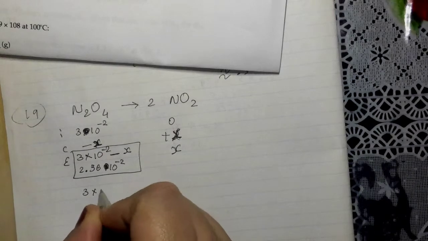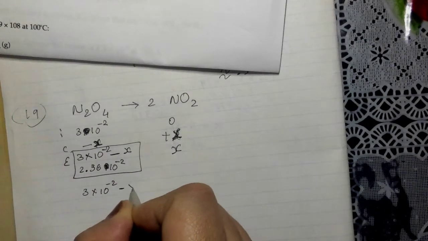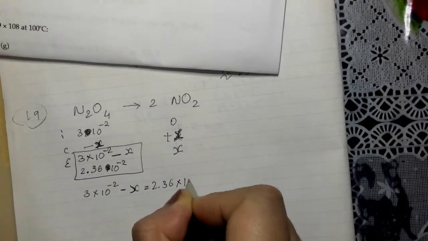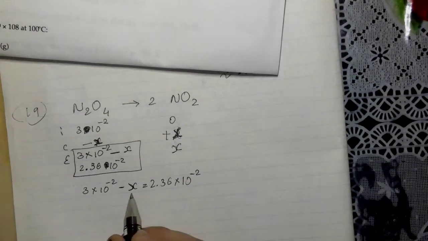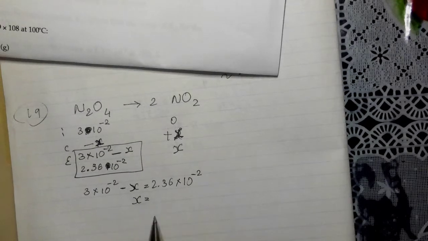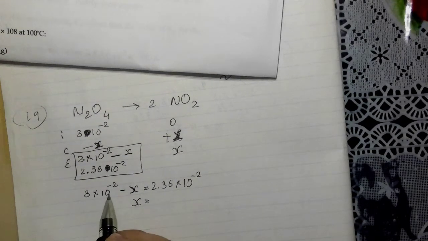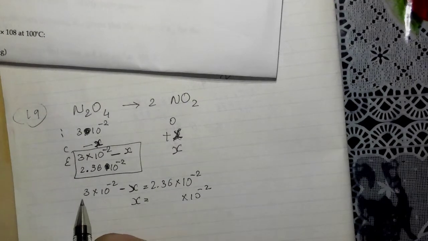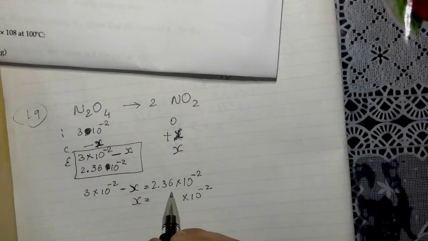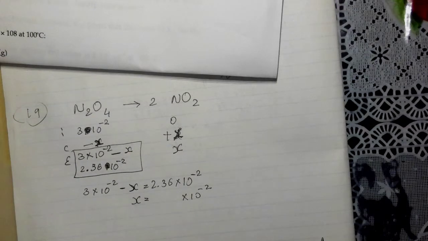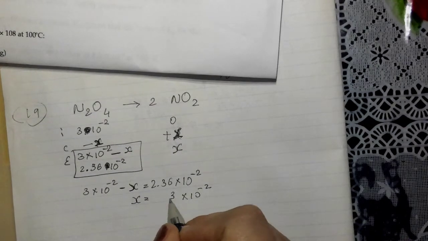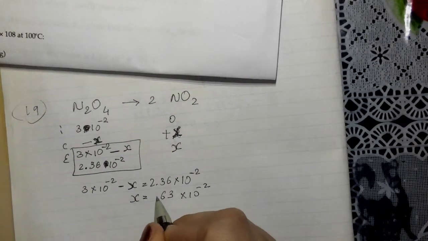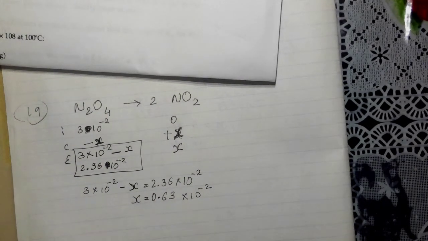3 times 10 to the negative 2 minus x is equal to 2.36 times 10 to the negative 2. Notice x is basically this minus this. Still gonna have 10 to the negative 2 left. You're just gonna do 3 minus 2.36. That's what you're gonna do. So 10 minus 6, that's gonna be 3. 9 minus 3, that's gonna be 6. So 0.63. Okay?